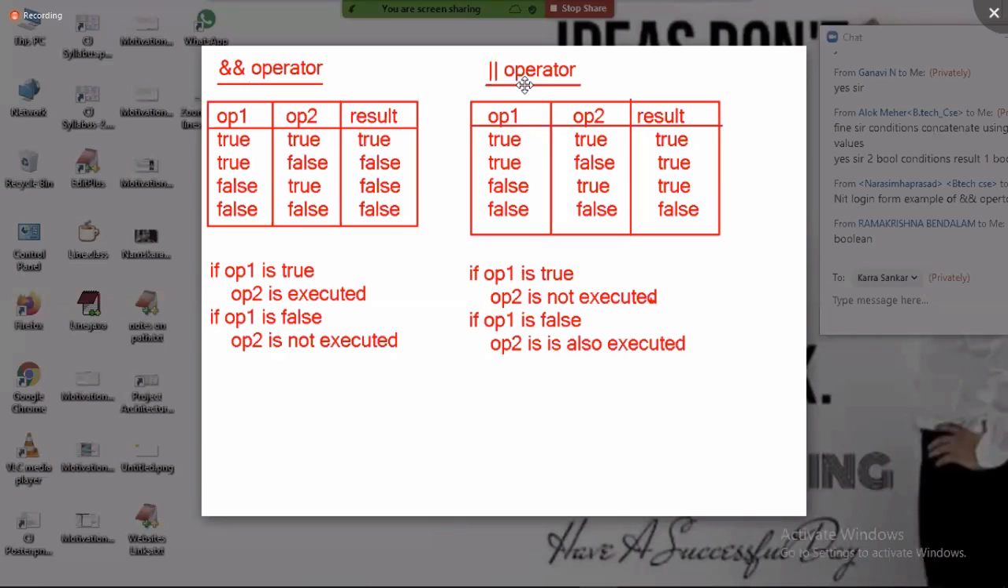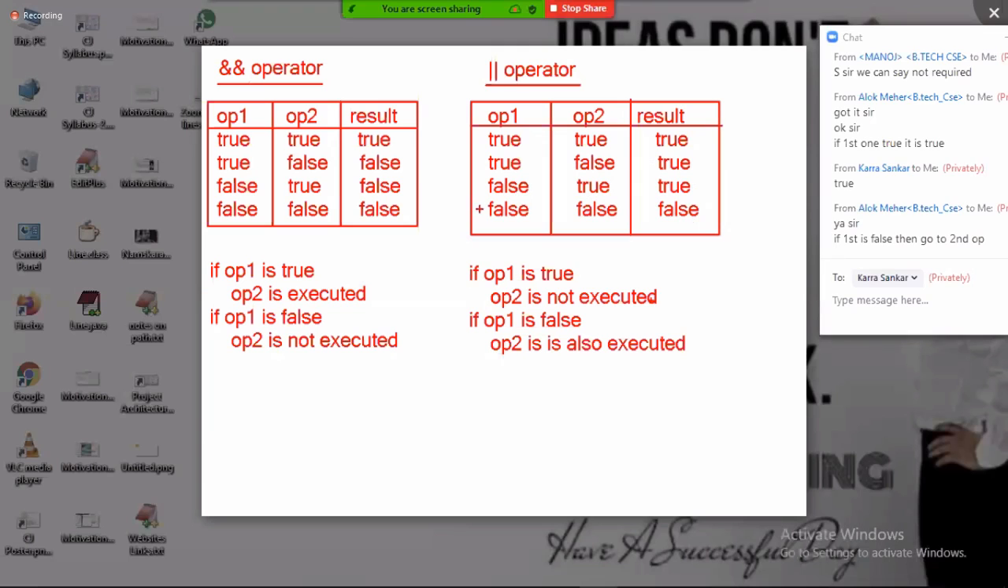The next is the OR operator. Operand 1, operand 2, result. Tell me now. If we have operand 1 true, then the second operand is either true or false, and the result is true. Again repeating: if at least one operand is true, the final result is true. If the first operand is true, then the second operand need not execute. Directly true will come, because whether the second operand is true or false, the result is true. If the first operand is false, you cannot decide the final result. Because if the second operand is true, the result is true. If the second operand is also false, the result is false.